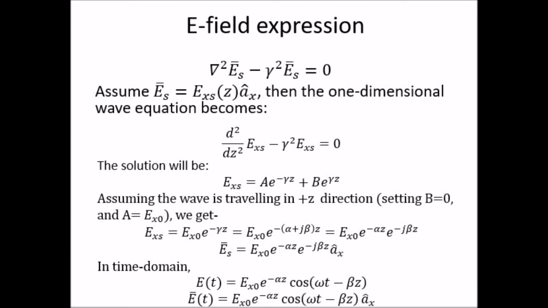So one term is the propagating or oscillating term, and another term is the decaying or attenuating term. The meaning of this is that the electric field magnitude will be attenuated while it is propagating in a lossy dielectric. The rate of the attenuation depends on the value of alpha. If alpha is higher, the wave will be attenuated faster.